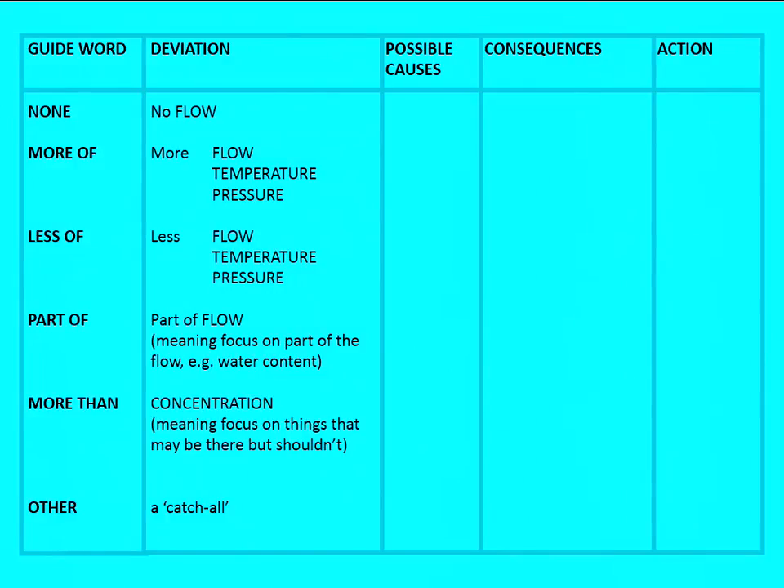And then you work your way down. More of, less of, part of, more than. And then something's other. Something else happening. Yes? So some of these parameters, when you deviate, the consequences could be heavy in the production and the economics. So we consider that one strictly consider the safety consequences.